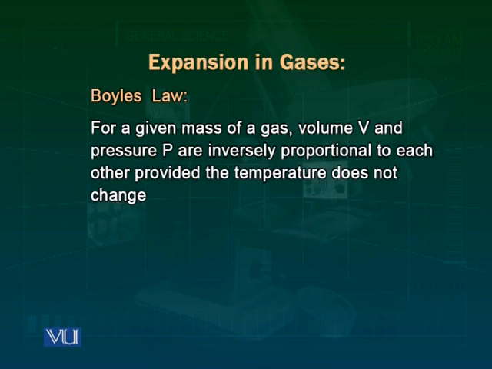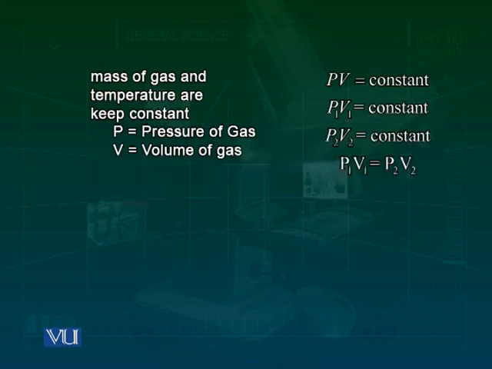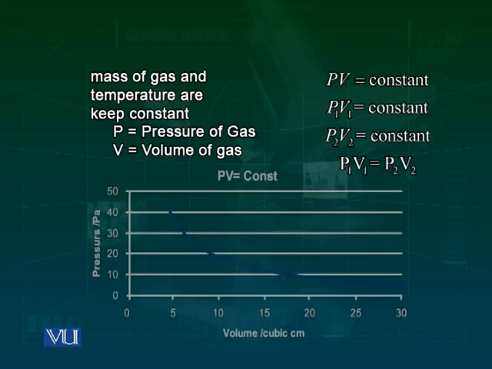The relationship which we are going to be looking at today for expansion of gases is known as Boyle's law. Boyle's law states that for a mass of gas of volume V and pressure P, they are inversely proportional. In other words, V is proportional to 1 over P, or if we remove the proportionality constant, we get the product of pressure and volume is a constant, which is the statement of Boyle's law, or PV is constant.